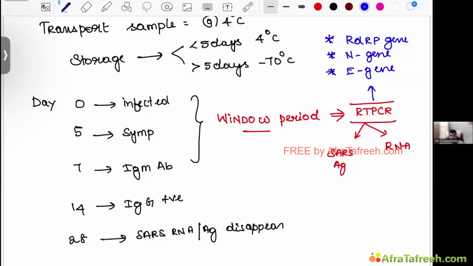So what is this going to do? The RT-PCR is going to detect the number of DNA copies, which is very important. Based on the DNA copies, you can tell whether the patient is having a mild infection or an increased infection. That can be seen with RT-PCR. So RT-PCR mainly detects the E gene, N gene, and RdRp gene.